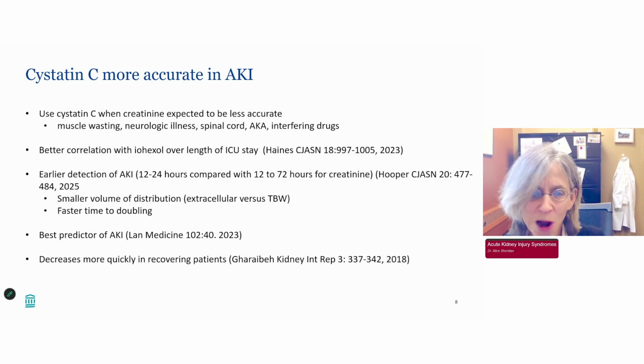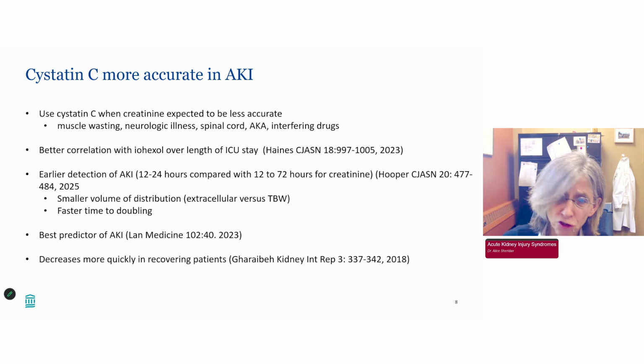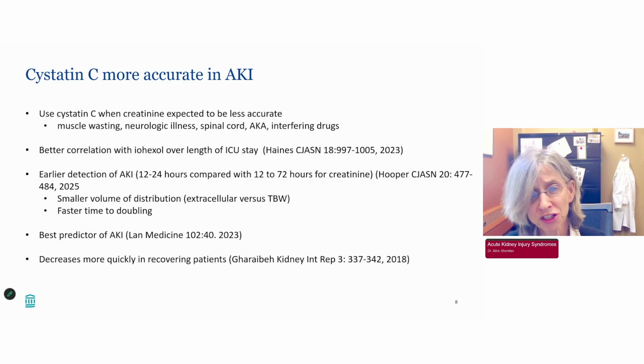Now, the question is, why is it better? The likelihood is that one of the reasons is that cystatin C has a much smaller volume of distribution compared with creatinine. Cystatin C is only in extracellular fluid, compared with total body water, which is the volume of distribution for creatinine. Because of the smaller volume of distribution, cystatin C reaches a steady state more quickly, and you'll detect doubling far more quickly. This is important.